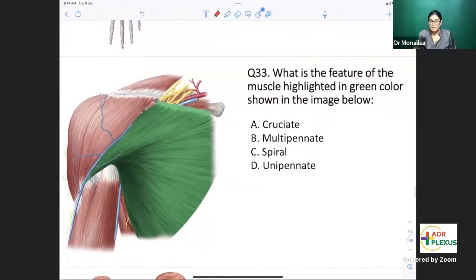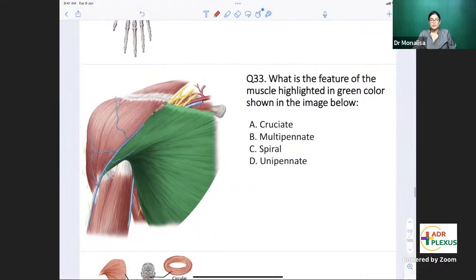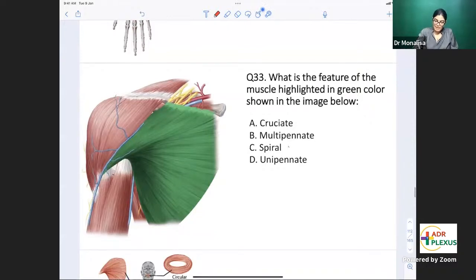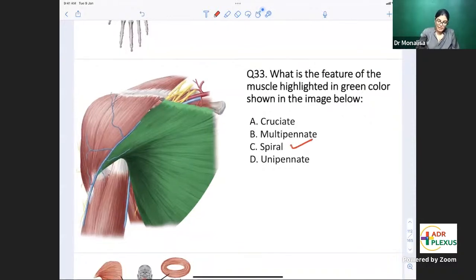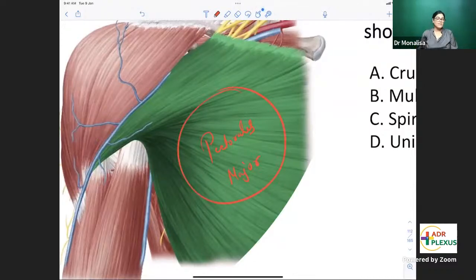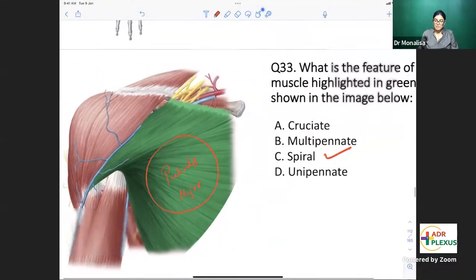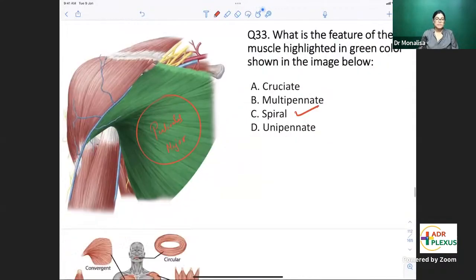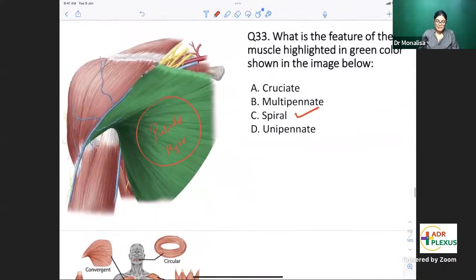Now, what is the feature of the green color highlighted muscle shown in this image? So what is this muscle and what is its feature? Easy one. C is definitely correct. Which muscle is it? So spiral is absolutely correct, and this muscle is pectoralis major. This is pectoralis major muscle, and it has spiral and twisted fibers. So definitely it's a spiral fiber.